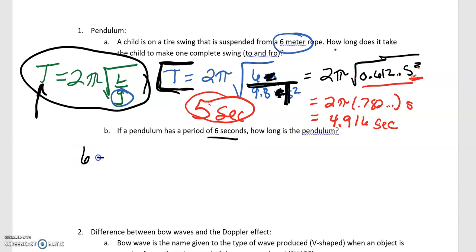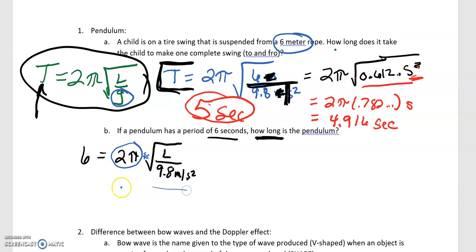So I'm going to end up with 6 is equal to 2 pi times the square root. Now L is what I'm looking for, how long? And then I still have my 9.8 meters per second squared for gravity. Now because the variable that I'm looking for is not isolated, it's mixed in with all this stuff, I have to use inverse operations in order to solve for it. So the first thing I'm going to do is get rid of this 2 pi. And since the 2 pi is being multiplied by that quantity, I need to divide both sides by 2 pi.